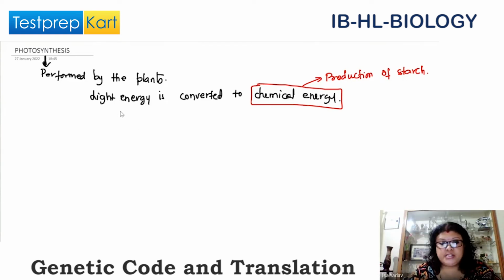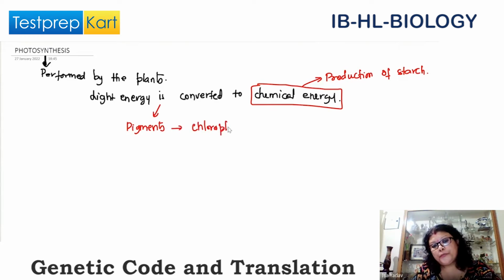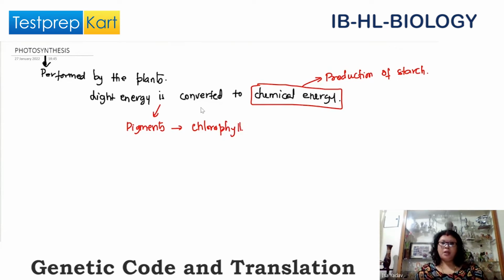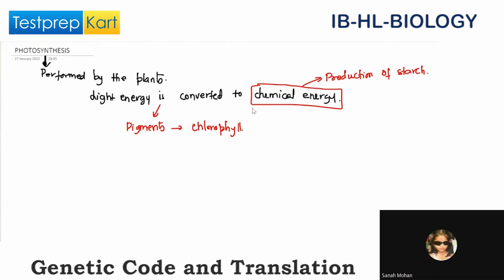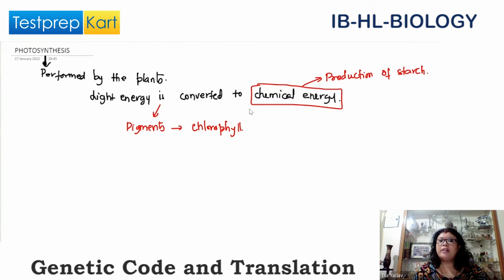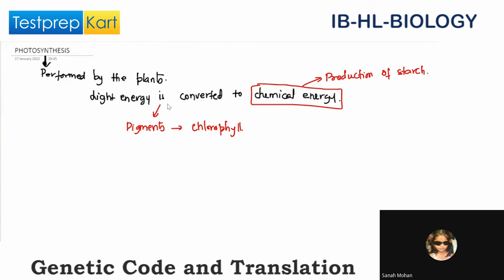Now the question is, light energy converted to chemical energy, who does that? So here in the plants there are certain pigments called as chlorophyll. Certain pigments which are called as what? Chlorophyll. So these chlorophyll are able to trap the light energy and convert the light energy into chemical energy. Clear on this? Okay.